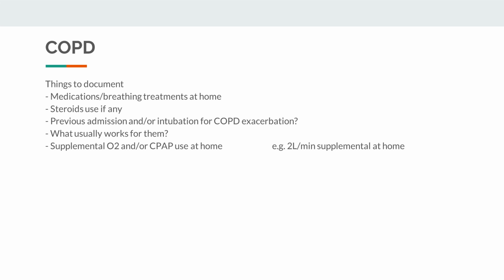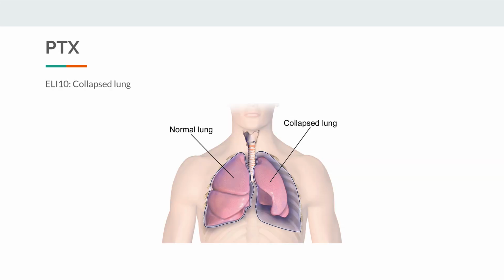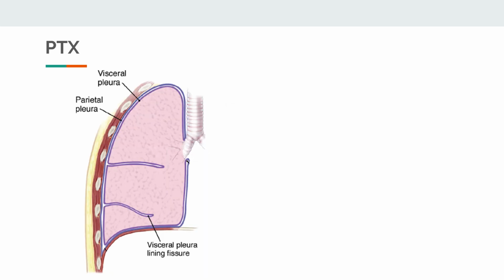So that covers COPD, let's talk about pneumothorax. It's sometimes abbreviated as PTX and describes a collapsed lung. The lungs are covered by two linings.